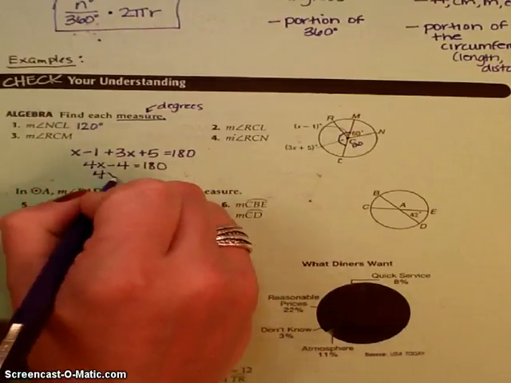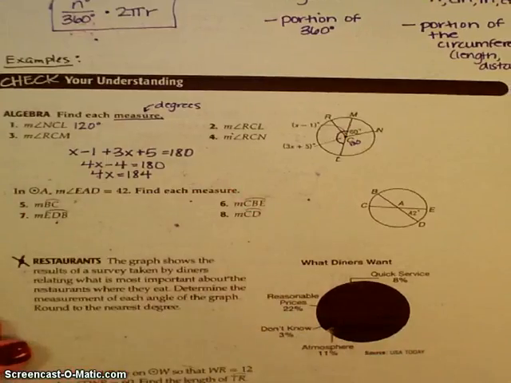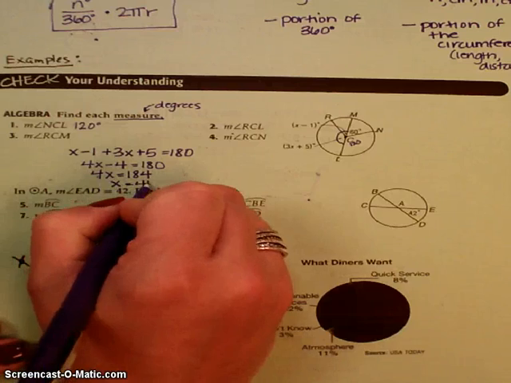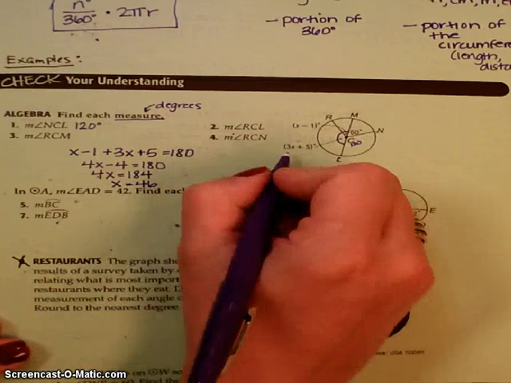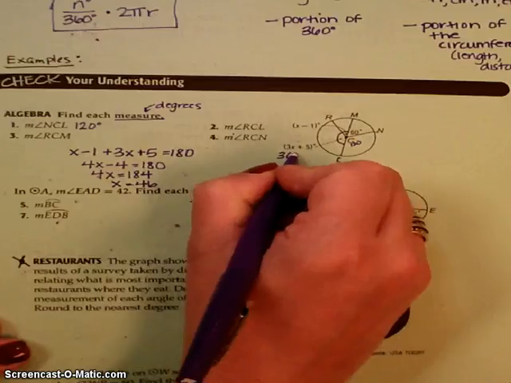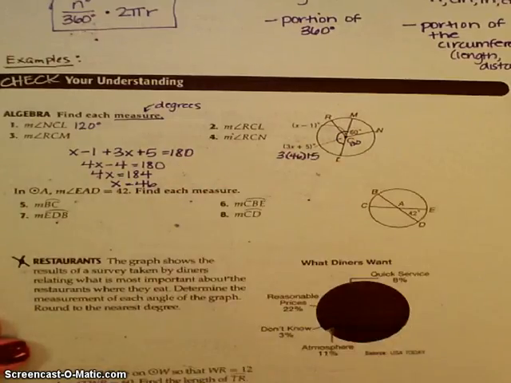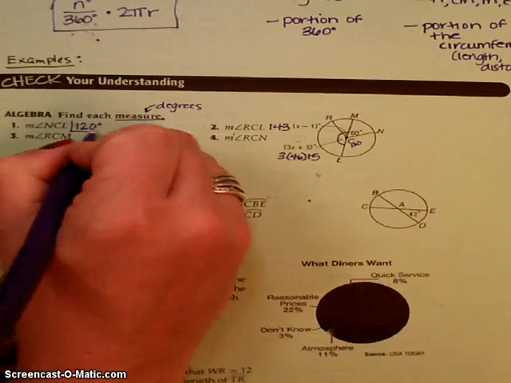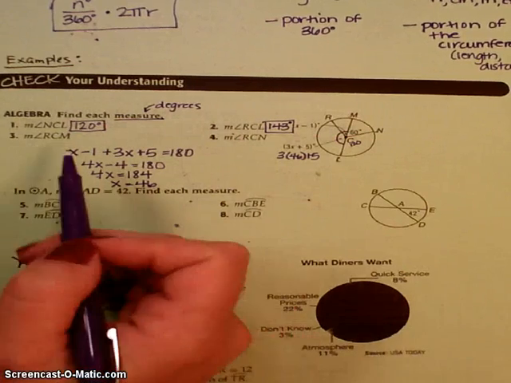Add 4 over, so we get 184. Now if we divide by 4, it looks like we get 46. So that's what x is. So now to find RCL, we're going to go 3 times 46 plus 5. And that would be 143. So 143 degrees.